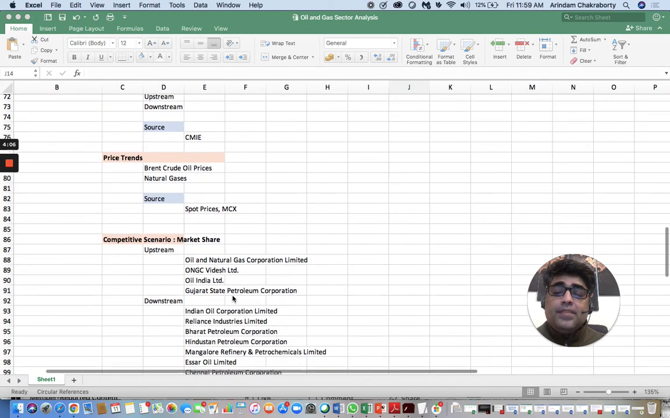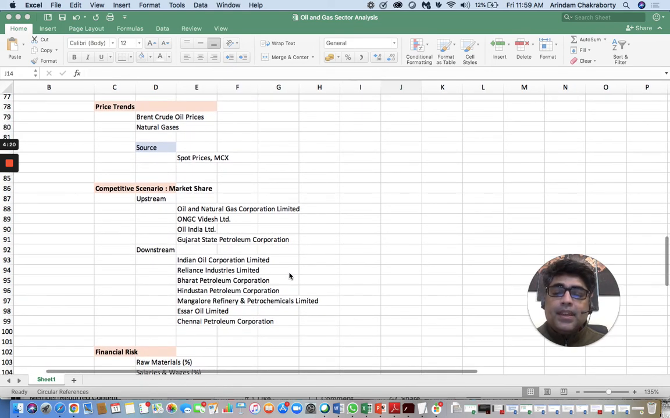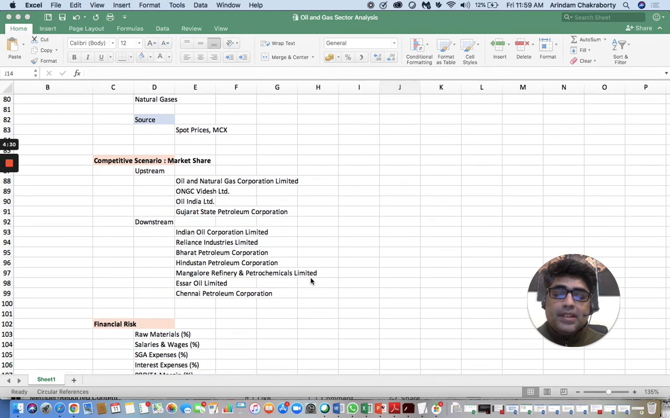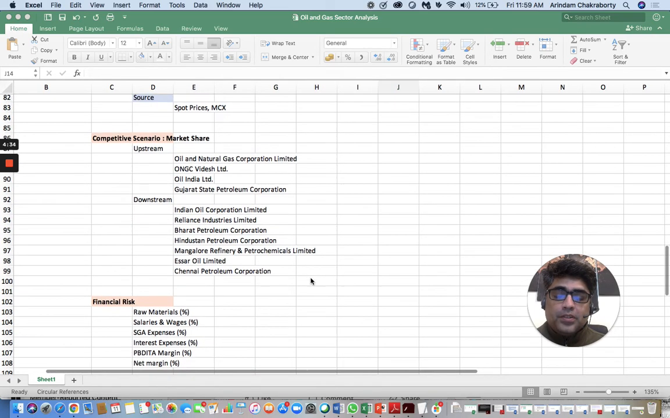Then the competitive scenario, to understand the market share. As we know, a few of the upstream companies include Oil and Natural Gas Corporation Limited, ONGC Videsh Limited, Oil India Limited, or Gujarat State Petroleum Corporation. In the downstream, we have companies like Indian Oil Corporation Limited, Reliance Industries Limited, Bharat Petroleum Corporation, Hindustan Petroleum Corporation, Mangalore Refinery and Petrochemicals Limited, Essar Oil Limited, Chennai Petroleum Corporation, and so on.